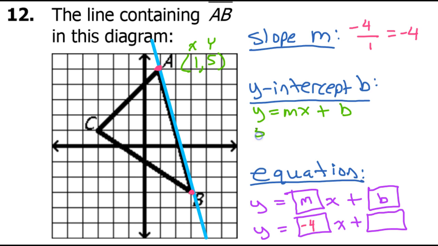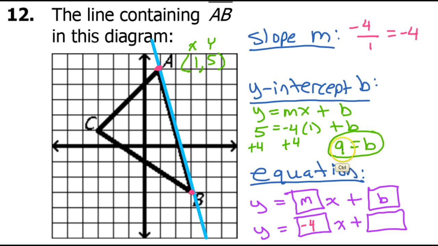So that's going to give me 5, because that's y, is equal to, the slope is -4, so I could put -4, x is 1, plus b. Okay? So this is really just -4, right? -4 times 1 is just -4. So I could add 4 to both sides right now. And that's going to give me 9. 9 equals b. So this is my y-intercept, 9.